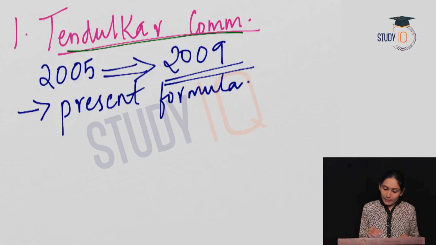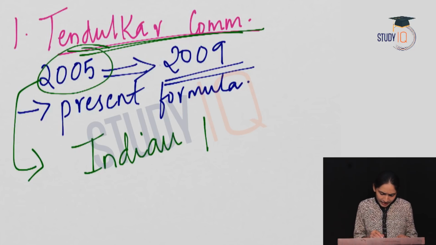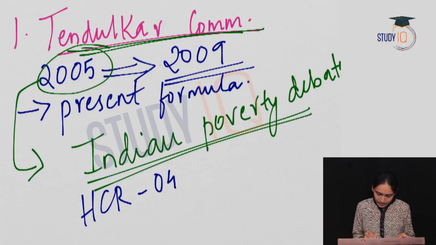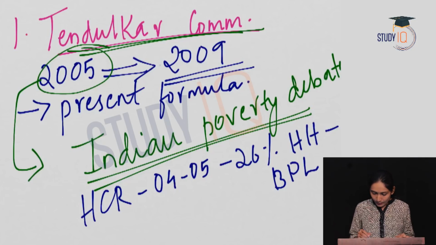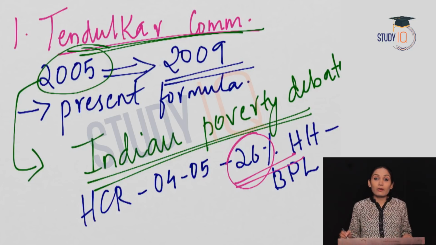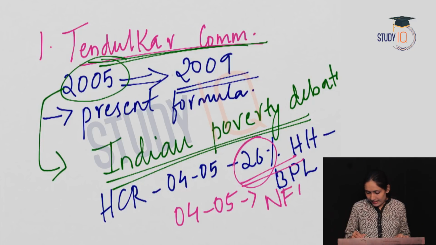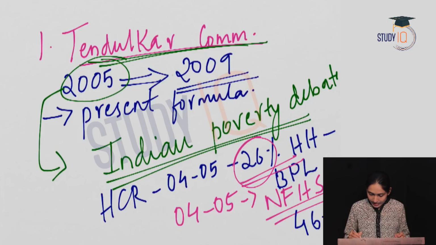Let us understand why this committee was formed in the year 2005. The reason for the formation of the Tendulkar Committee in 2005 was the Indian poverty debate. What is the Indian poverty debate? According to the head count ratio in the year 2004-05, 26% of Indian households were BPL or below the poverty line. But during the same time period, that is 2004-05, the National Family Health Survey came out with its report, and according to that report, around 46% of Indians were poor.